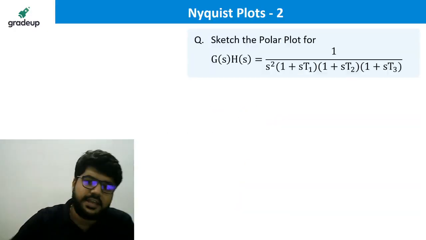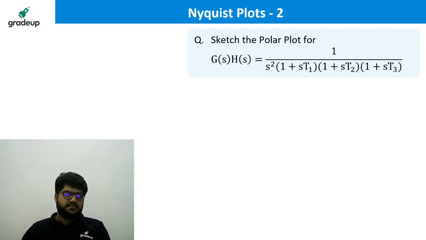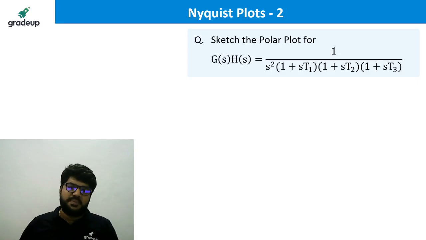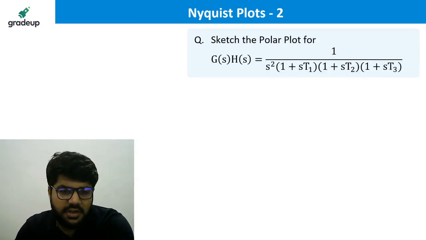Correct. Next one. Slight modification. Next one. Come on, solve this. I just want the shape. That's it. 1 upon S square, 1 plus ST1, 1 plus ST2, 1 plus ST3. Come on, I just want the shape.